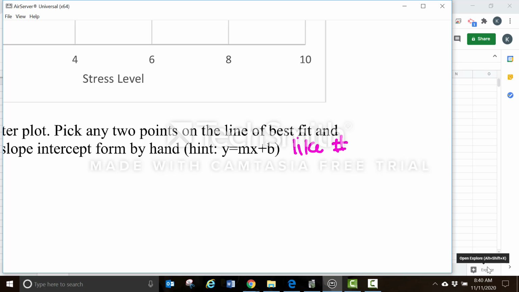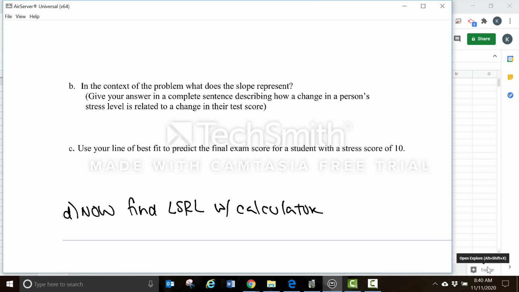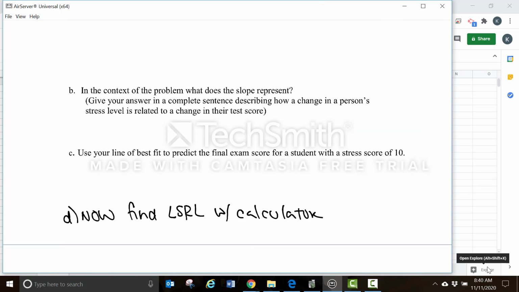Okay, and then at the very bottom, I'm going to add a D. Now use the calculator to find the exact one. So you'll have something like y hat equals blank x plus blank out of the calculator. So this is like number 3.